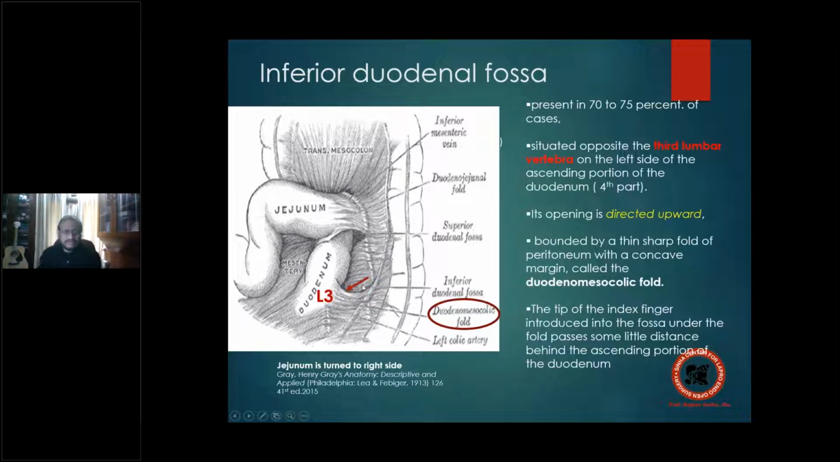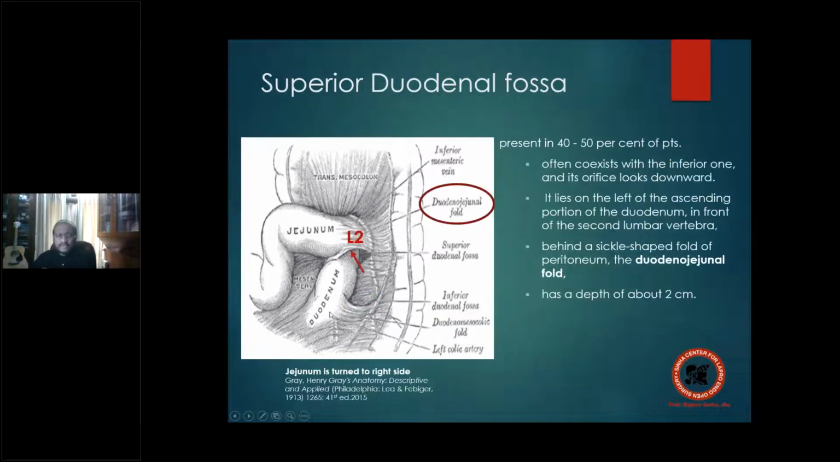Duodenum and mesentery, right? Which mesentery are we talking about? We're talking about the mesentery of the transverse colon out here, right? The tip of the index finger introduces the fossa under the fold, passes some little distance behind the duodenum. So that is where it is going, right? So that is the important part about this fossa, that it is always directed upwards, opening upwards, and it is proceeding downwards, right? Now coming to the superior duodenal fossa.